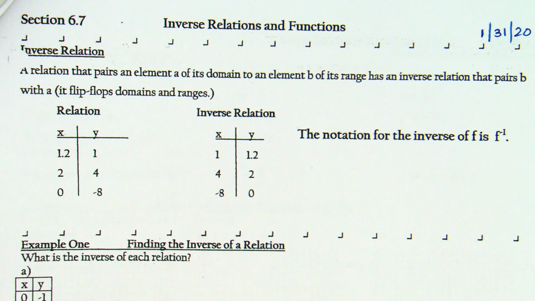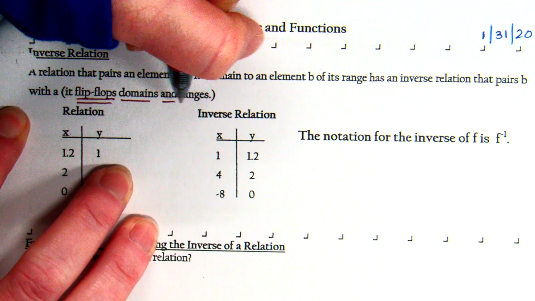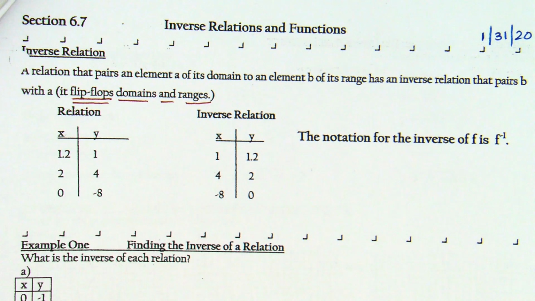By definition, an inverse: a relation that pairs an element A of its domain to an element B of its range has an inverse relation that pairs B with A. In short, it flip-flops domains and ranges. That's what it's trying to say. I know it's a lot wordier than that. The official definition is that if a relation has a domain with an element A and a range with an element B, then the inverse relation switches those and pairs B with A instead of A with B.